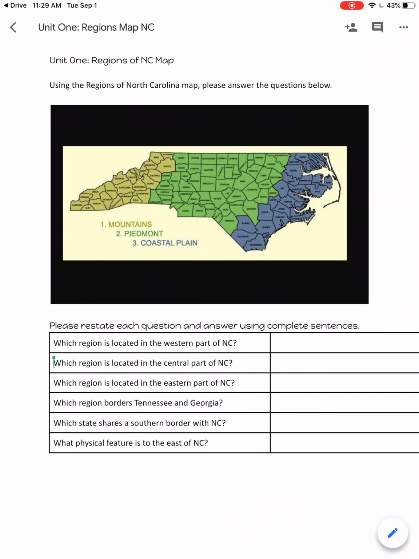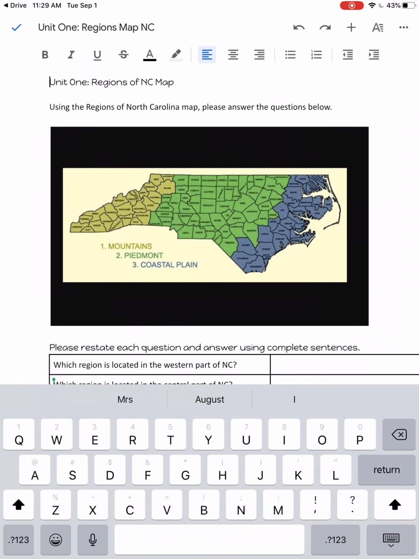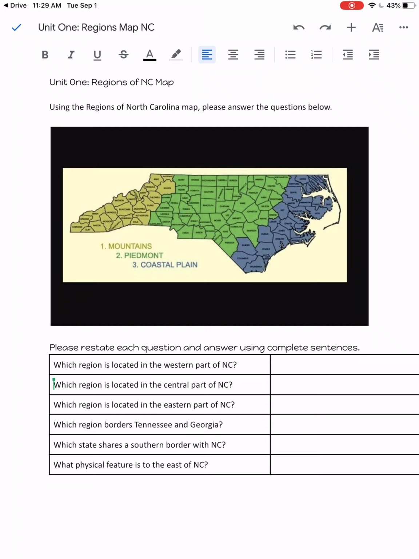We are going to do our quick little tutorial about the Regions of North Carolina map, and I'm going to go over that with y'all. So on this Google Doc here, you will need to make a copy, and I will go ahead and do the same.